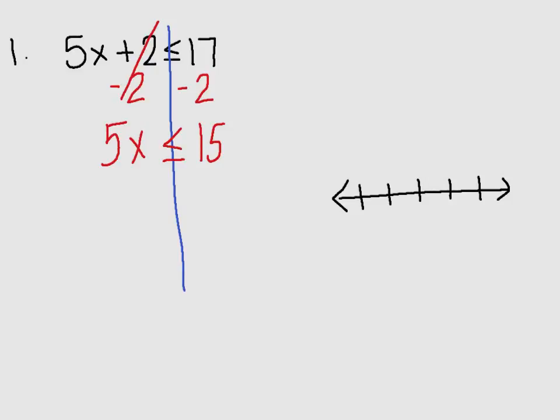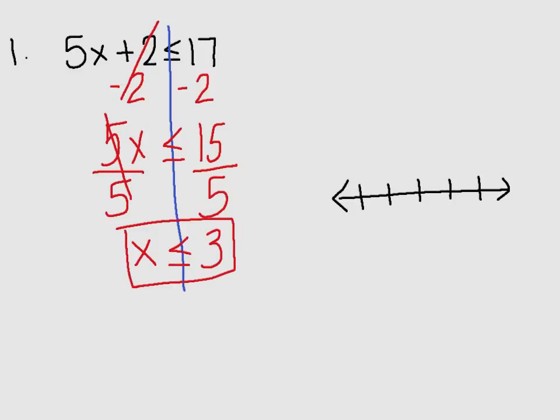Now I still have my variable, which is x, right next to my 5. If you have a number right next to your variable, that means it's being multiplied. So the opposite of multiplication is division. So I divide both sides by my 5. My 5's cancel and I'm left with x. 15 divided by 5 is 3. Now before I drop down my sign, I ask myself, did I divide or multiply by a negative number? No, so it stays as less than or equal to.